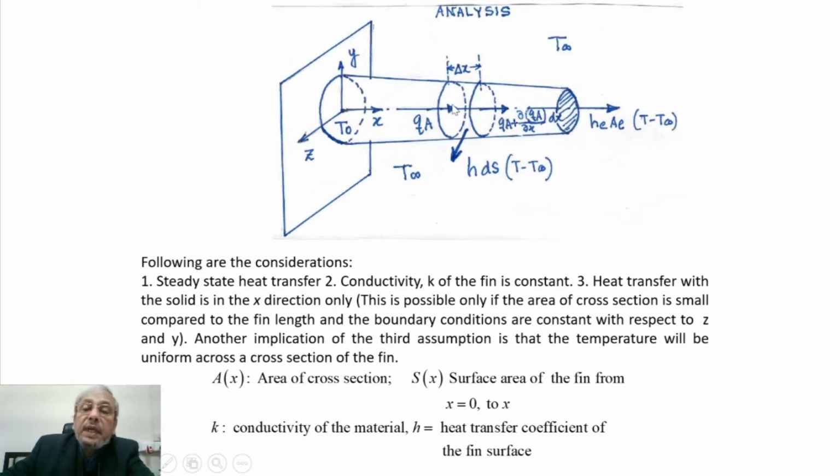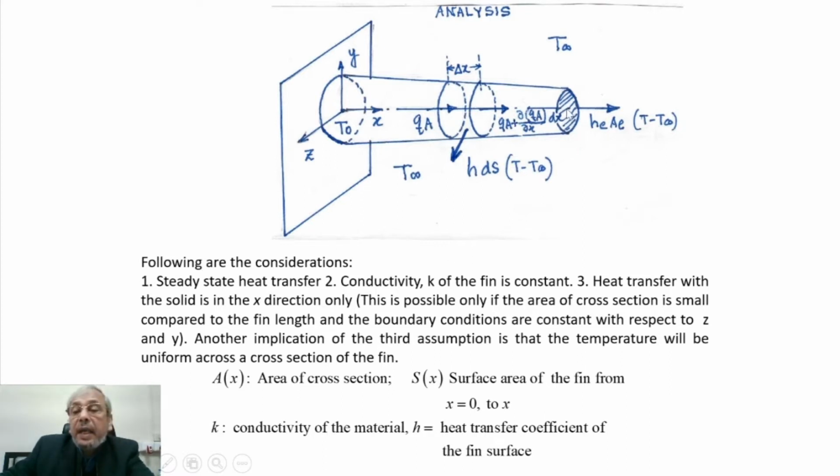Now this is the energy coming through this section and this is the energy leaving through this section, and there is a difference. That difference is basically taken away by the surrounding fluid in the form of convection, and that is given by h, the convective heat transfer coefficient, times dS, the area of interest, times T minus T infinity. If the local temperature is T, the ambient temperature is T infinity.